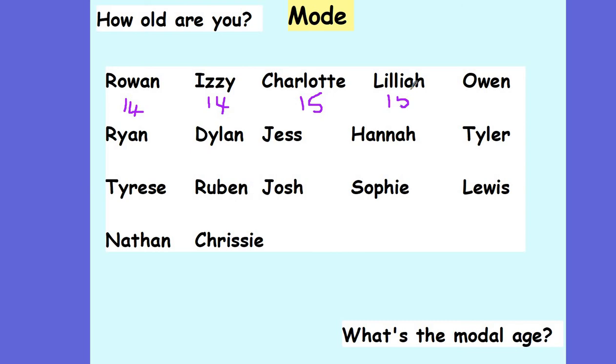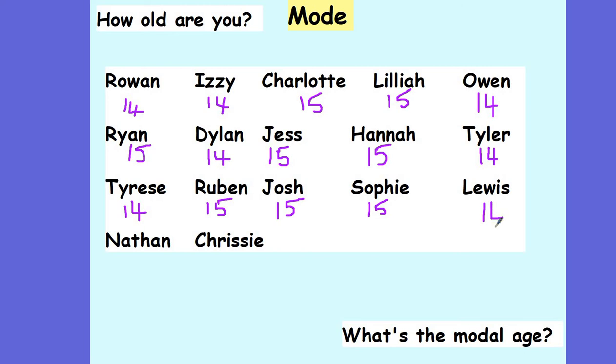Lilia, 15. Owen, I'm going to go 14. Ryan, I'm going to go 15. Dylan, yeah, 14. Jess, 15. Hannah, 15. Tyler, I'm going to go 14. Tyrese, I reckon you're 14. Ruben, I reckon you're 15. Josh, I reckon you're 15. Sophie, yeah, I'm going to go 15. Lewis, I'm going to go 14. Nathan, I'm going to go 14. And Chrissy, I'm going to go for 15.